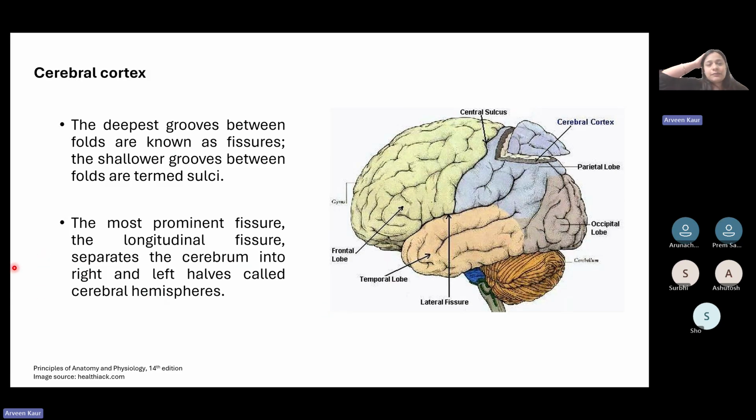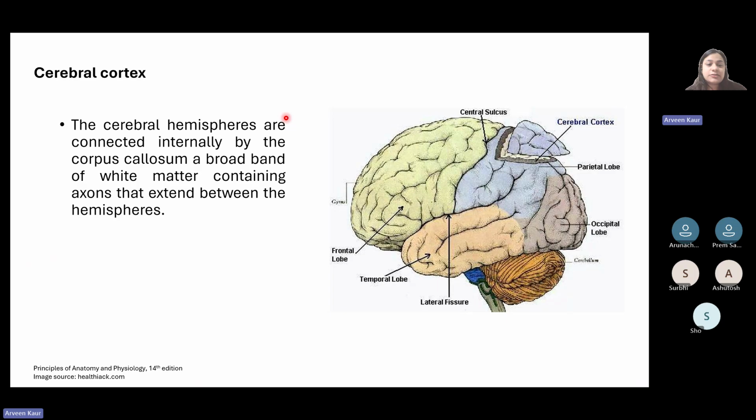It is known as a central fissure only, but what is the region that is connecting the two? That is the question that has slipped out of my mind. If I recall, I'll just say. So the cerebral hemispheres are connected internally by the corpus callosum, a broad band of white matter containing axons that extend between these two hemispheres.